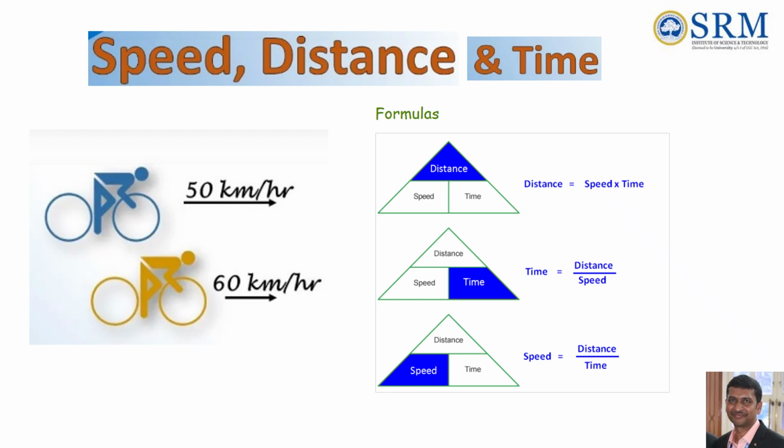As we know, if the first person is traveling at 50 kilometers per hour and the other person is going in the same direction at 60 kilometers per hour, obviously whoever has the higher speed will reach early, because this person is going 50 kilometers per hour and this person 60 kilometers per hour. So if speed increases, you can reach faster. The fundamental formula for this is distance equals speed into time, and the unknowns you can find easily using these formulas.